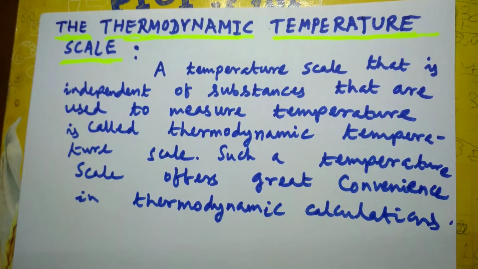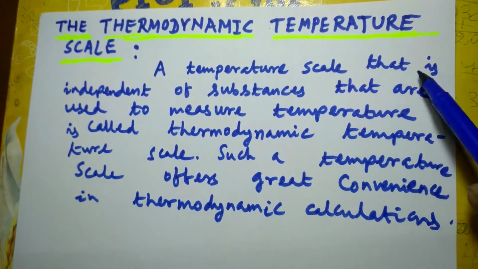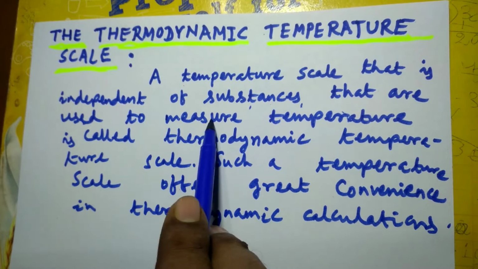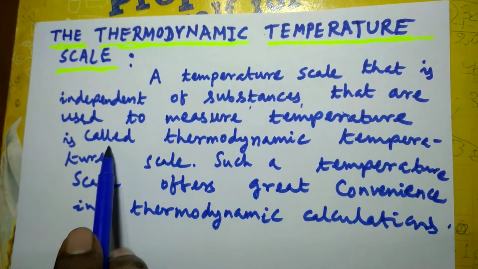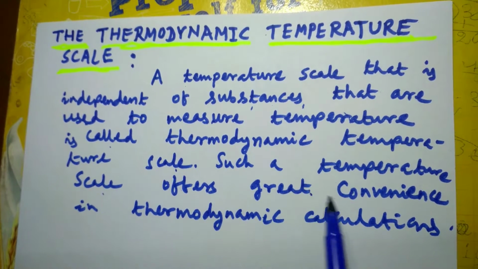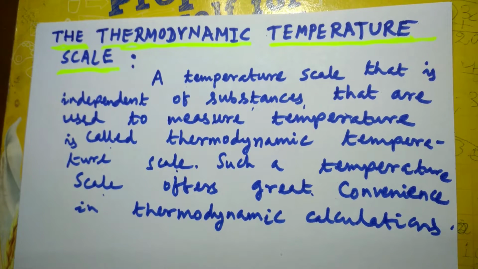In this class I am going to discuss the thermodynamic temperature scale. What is a thermodynamic temperature scale? A temperature scale that is independent of the substances used to measure temperature is called the thermodynamic temperature scale. Such a temperature scale offers great convenience in thermodynamic calculations. Calculations are a bit easier with this scale. In fact, this scale is independent of the properties of substances, and it is based upon one of the corollaries of Carnot's theorem.